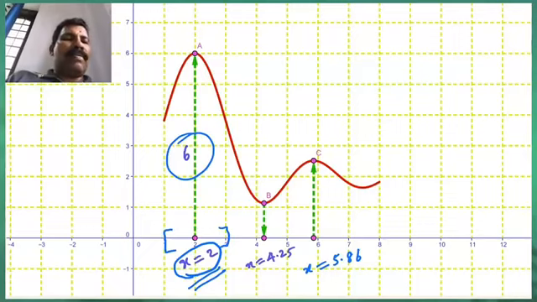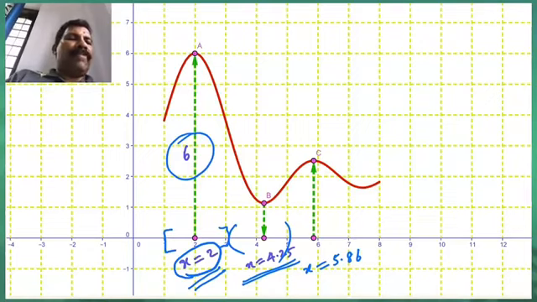Similarly, for the interval (3, 5), you can see that the function has a minimum value when x equals 4.25. So we can say that x equals 4.25 is a point of local minimum, and the value of the function at that point, x equals 4.25, is called a local minimum value.